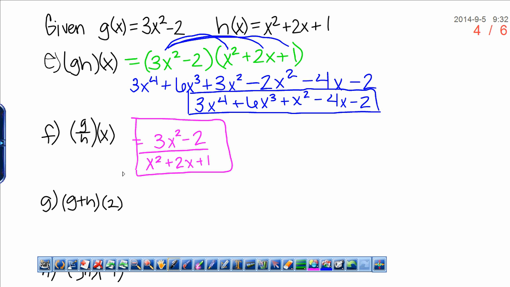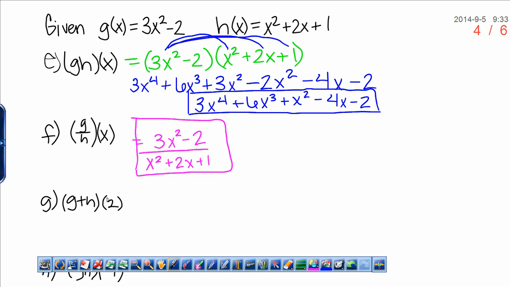Okay, so if you look back at A through F, notice they've all been some function of x, right? G of x, G times H of x, G divided by H of x, okay? But look at G. We've got G plus H of 2. What do you think that means we're going to do? Okay, so we've got two options. You can go ahead and do G plus H of x and then plug in 2. Or, as Matthew said, you can do G of 2 plus H of 2. It's your call. It's whatever makes most sense in your head.